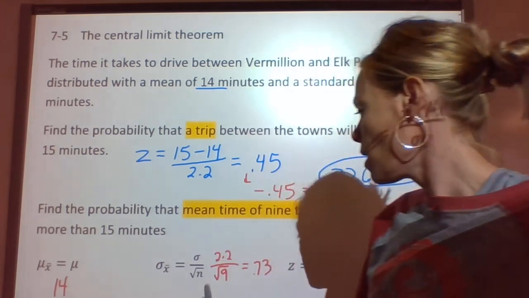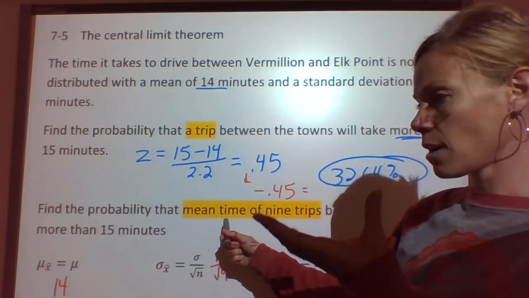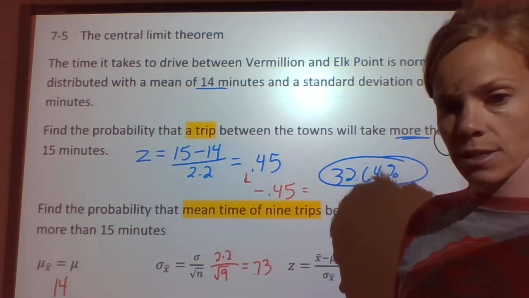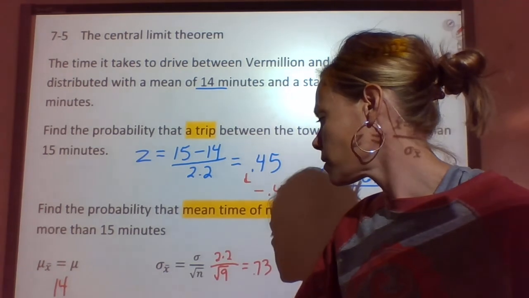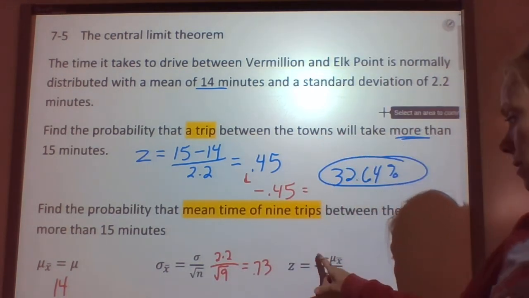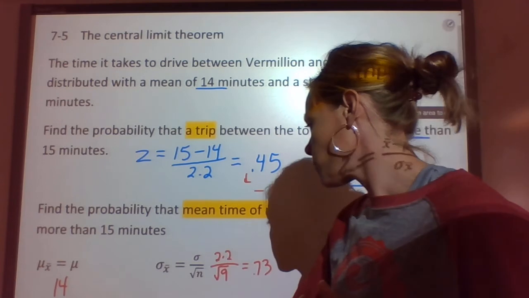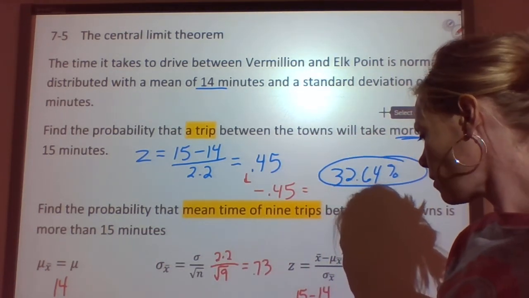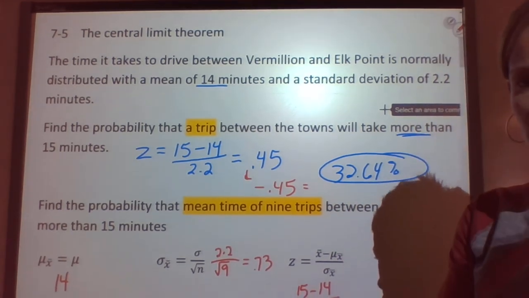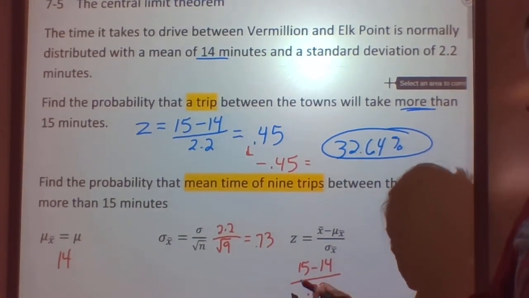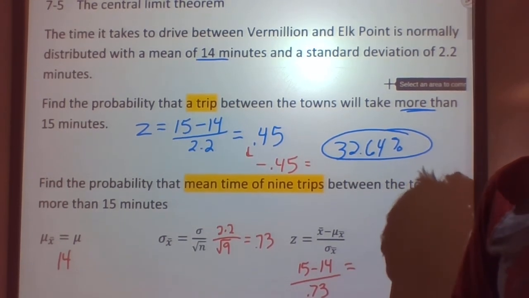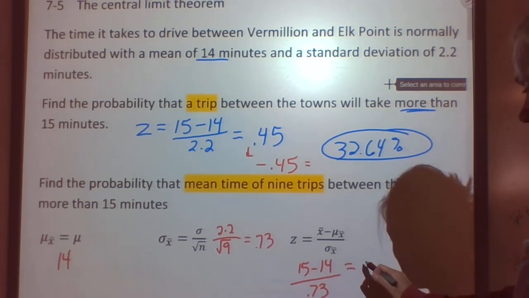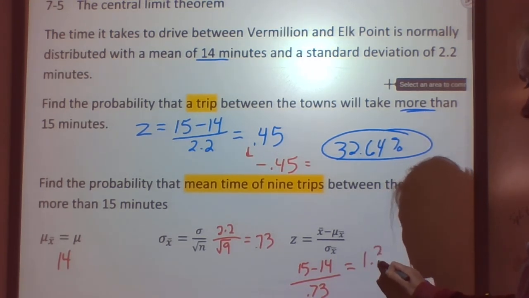My mean stays the mean, but my standard deviation, if I'm talking about the average of a group, is going to change. Then everything else is the same. How do I convert this into a z-score? Well, I'm still going to use that same formula. So I would take the 15 minus the mean divided by now my new standard deviation, 0.73, and I get 1 divided by 0.73. I now get a z-score of 1.37.